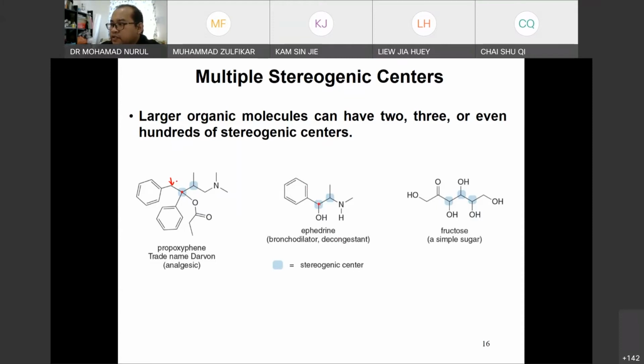To make it easy for you, you can put protons here. This one has 3 stereogenic centers. You have to put the proton to make sure you understand this is a tetrahedral. Okay, fructose, for example, for simple sugars.